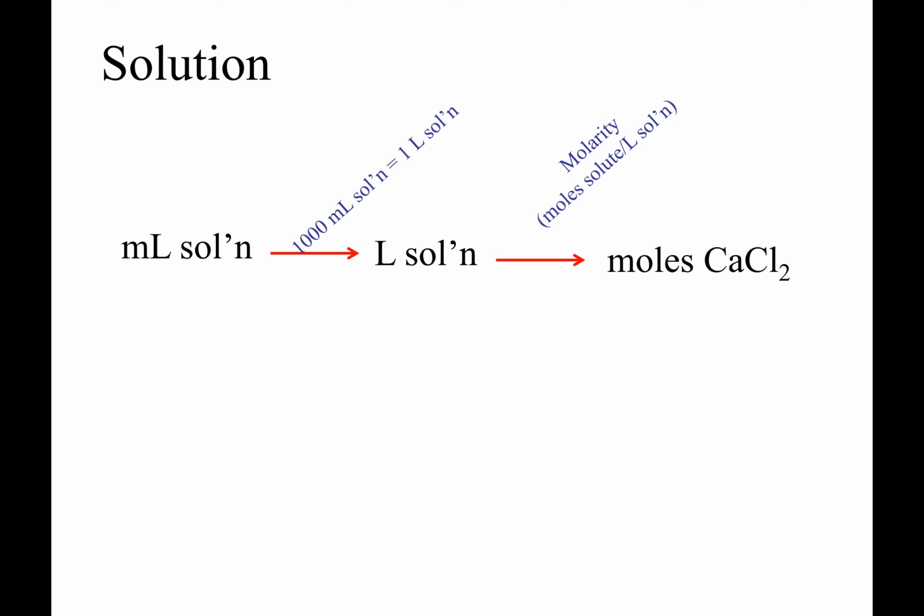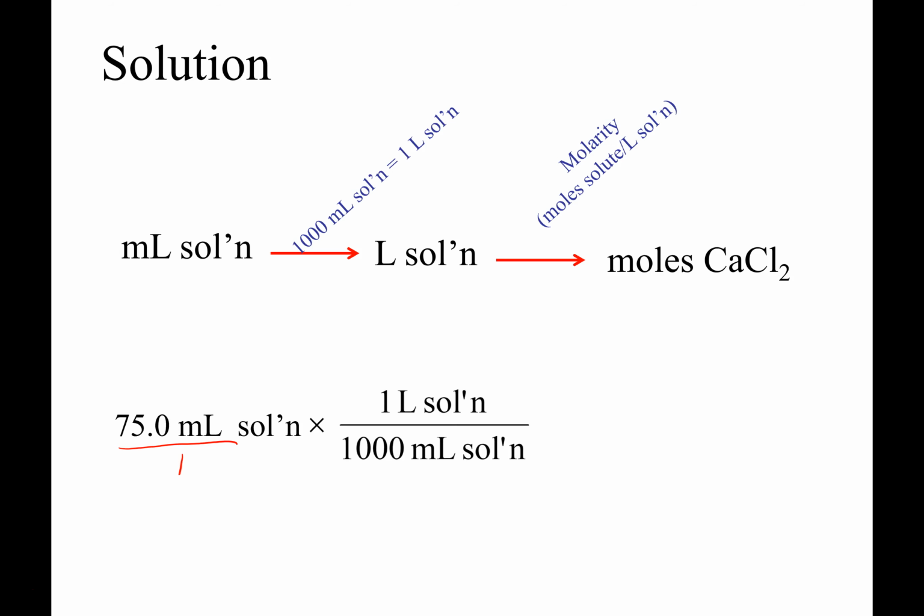So this problem looks like this. I start with that 75.0 milliliters of solution over 1. I want units of milliliters to cancel, so I'll put 1 liter of solution over 1,000 milliliters of solution. And then I'm ready to introduce molarity. This would be the non-flipped version of molarity, wouldn't it? So if I simply introduce as my third term 0.108 moles of CaCl2 over 1 liter of solution, then my units work out.